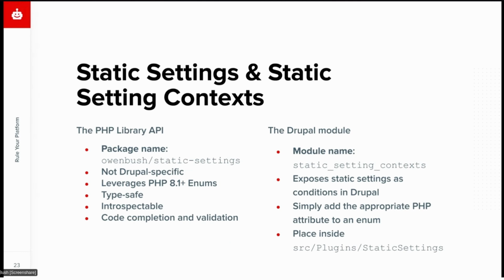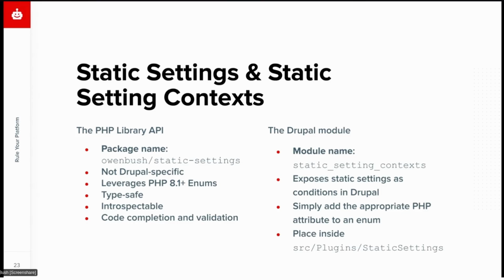So, static settings and static setting context. I have to apologize to myself and my team every day for naming it static setting context instead of static settings conditions, but we all make mistakes, and I can't really go back because of the namespaces and everything. That should have been called static settings conditions, sorry.